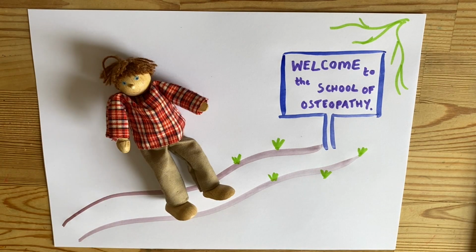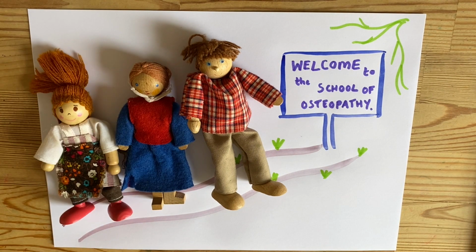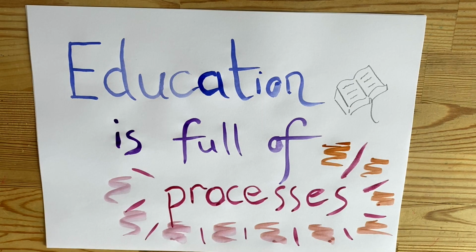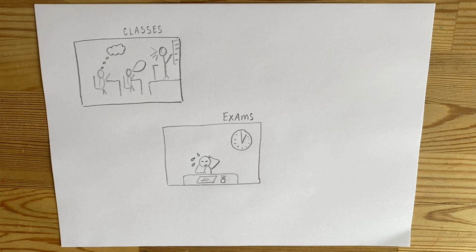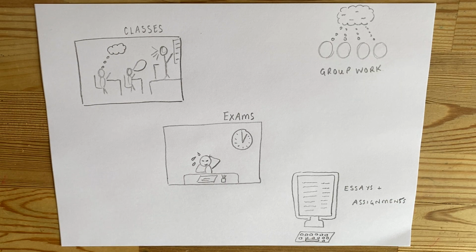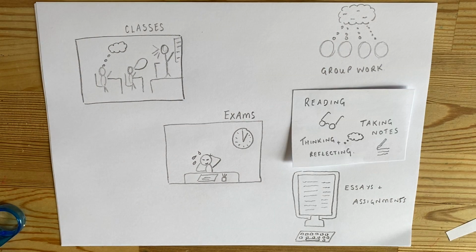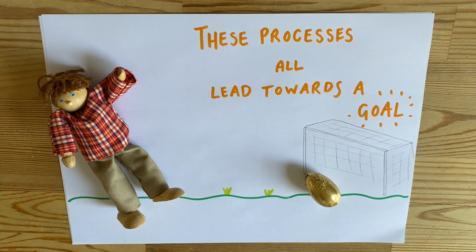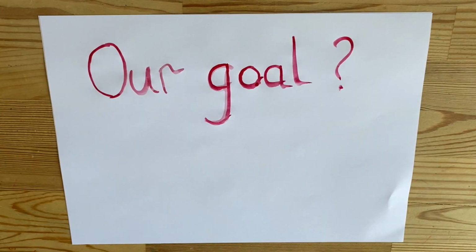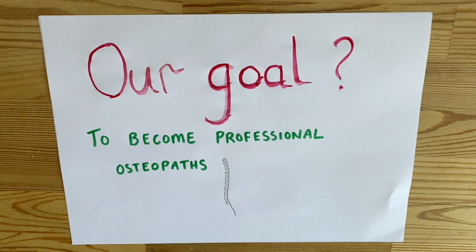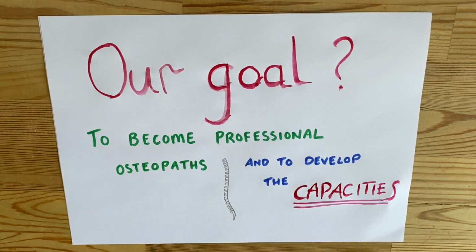So you start your journey as student practitioners at the School of Osteopathy. Education is full of processes. These processes can include classes, exams, essays and assignments, group work, practical work, reading, thinking, taking notes, and reflecting, and many more. And these processes all lead towards a goal. Our goal as student osteopaths is to become professional osteopaths and to develop the capacities that we need for this role.